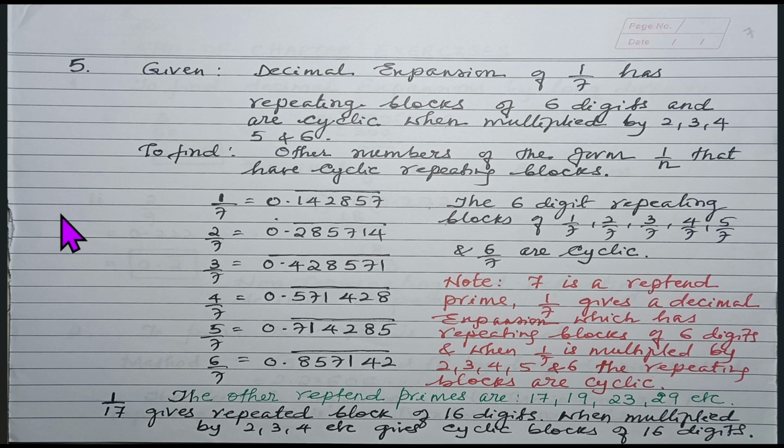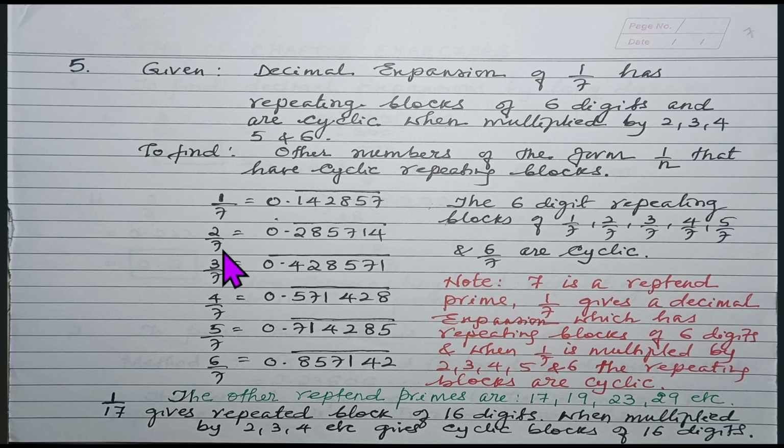Now coming to the fifth example. What is this fifth example? What is given is that the decimal expansion of 1 by 7 has repeating blocks of 6 digits. That is what is given. The decimal expansion of 1 by 7 has repeating blocks of 6 digits and they are cyclic. When multiplied by 2, 3, 4, 5 and 6, we get a cyclic pattern. Now we have to find out other numbers of the form 1 by n that have cyclic repeating blocks.